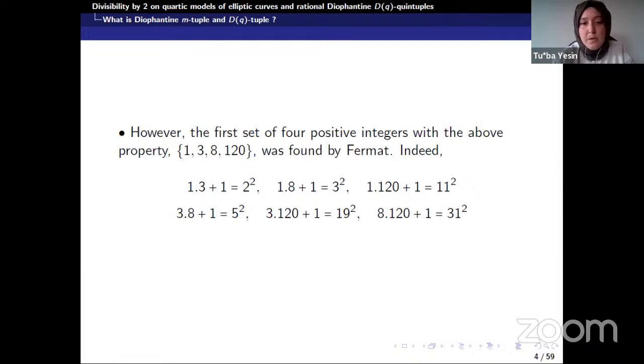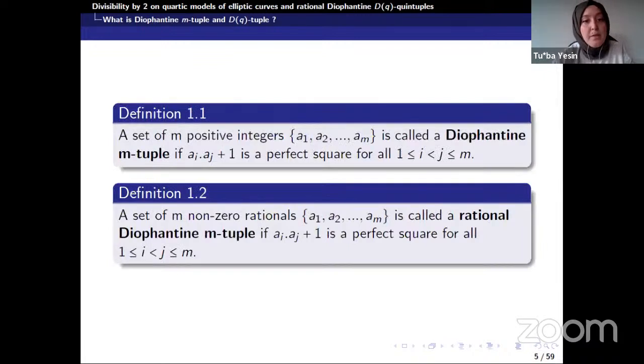So with these 2 examples, one from the rational numbers and one from the integers, we can see the definition of Diophantine M tuple and rational Diophantine M tuple. A set of m positive integers a1 to am is called a Diophantine M tuple if ai times aj plus 1 is a perfect square for all i and j from 1 to m, where i is not equal to j. In that case, it's called a strong Diophantine M tuple. This is another field, and there are many works on it. And we can define the Diophantine M tuple for the rational numbers. If we take m rational numbers satisfying the same property, we call this set a rational Diophantine M tuple.